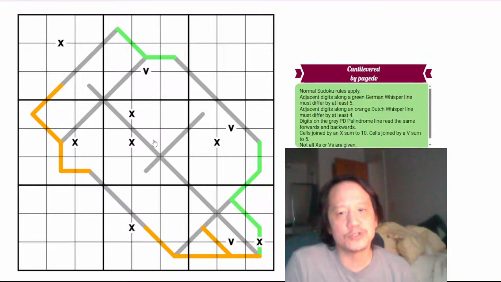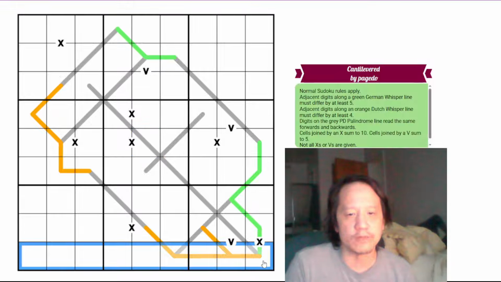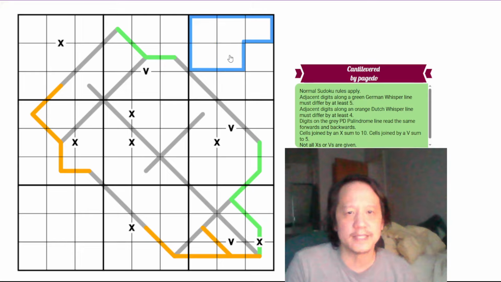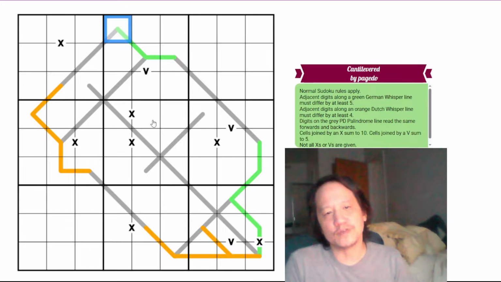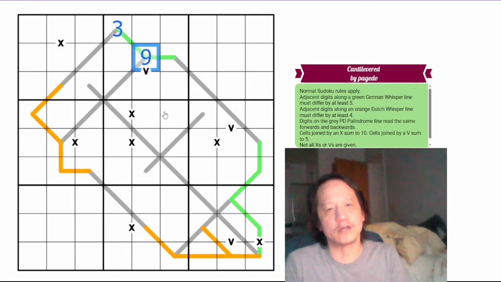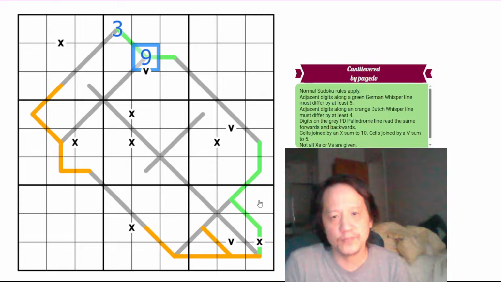We have normal Sudoku rules apply, which means in every cell in this grid, place a single digit from 1 through 9 such that there are no repeats in any row, column, or designated 9-cell region, which in this case is a box. Adjacent digits along a green German whisper line must differ by at least 5, or as I like to call them, whisper 5 lines. So, for example, if this were 3, this would have to be an 8 or a 9, because those are the only digits which are 5 or more away from 3.